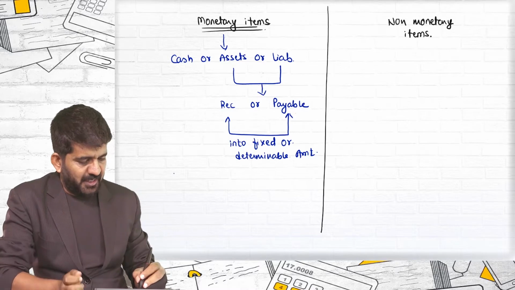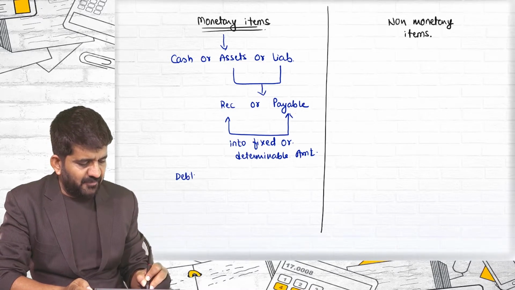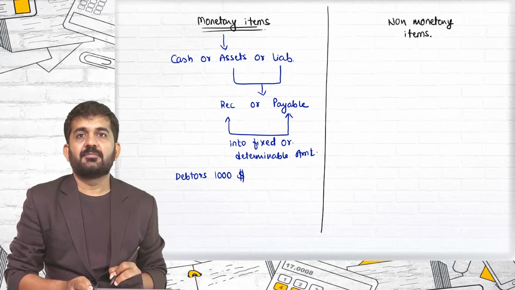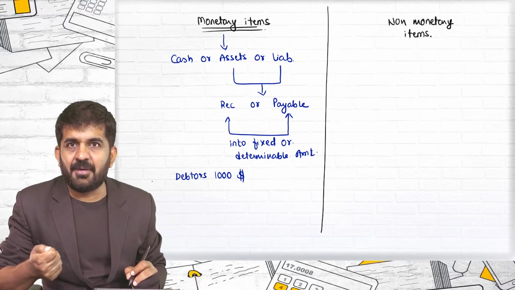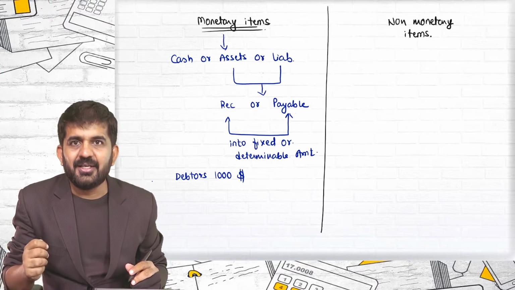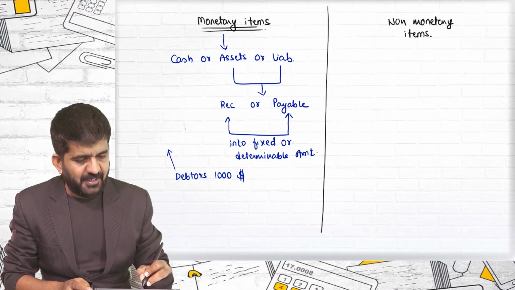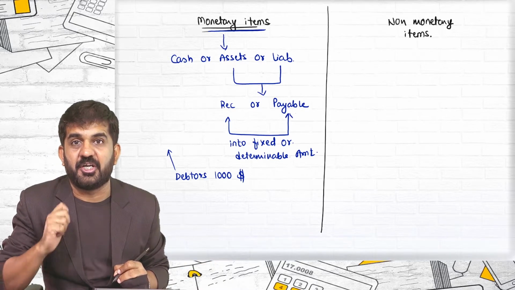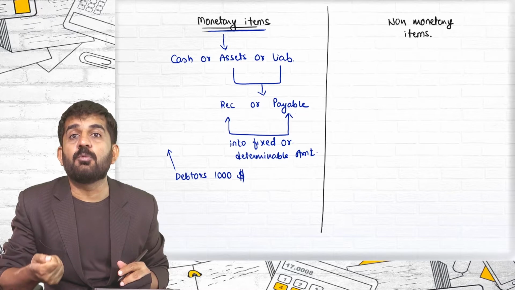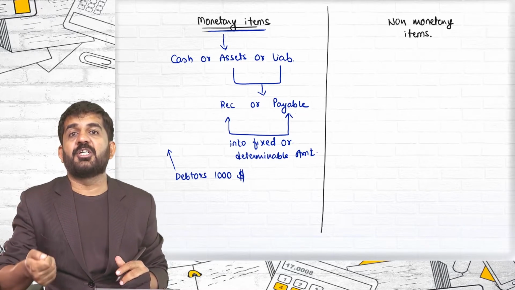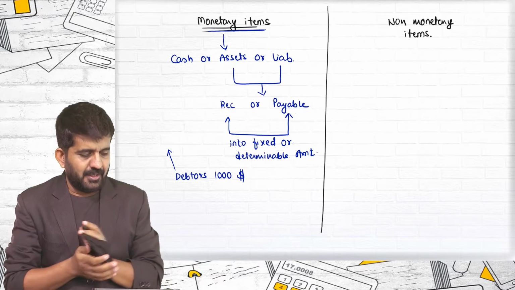What does this mean? If I have debtors of $1,000, it is receivable. Exactly how much? $1,000. Then these debtors will be regarded as a monetary item. Similarly, creditors will be a monetary item. Cash and bank will be a monetary item because it is a determinable amount. Fixed deposit is a monetary item.